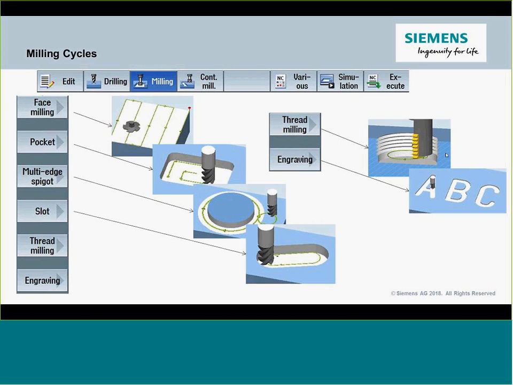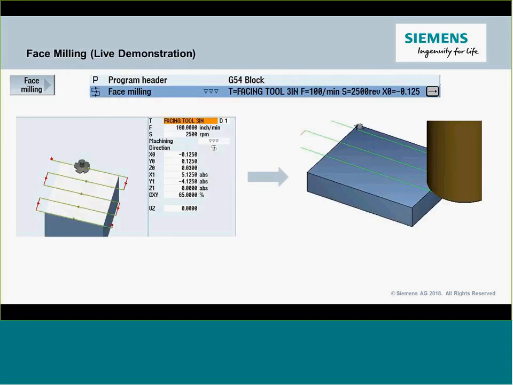But just to give you an overview, one of the only cycles we're not going to get into in this webinar is the engraving cycle specifically. But you'll find that the cycles are very intuitive. So once you've gone through a couple of them, you can pretty much figure out what we're asking in any of these variables. So in our case, we want to go in and we want to create a facing toolpath. So we're going to use the milling horizontal soft key, and then I'll see the vertical soft keys pop up, and it's going to give me the face milling button.